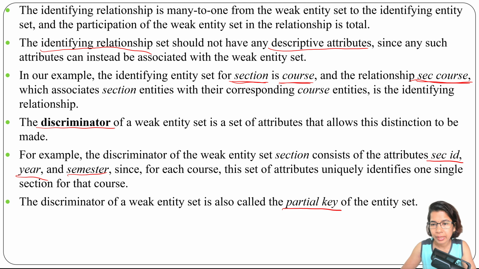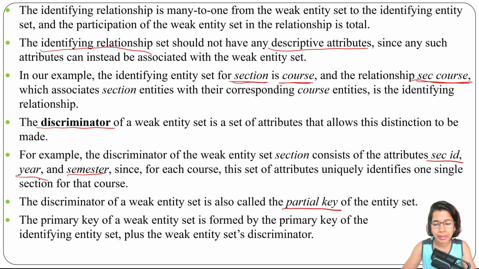In the case of a strong entity, there can be a primary key, but in the case of a weak entity, all attributes are called partial keys. Then how will we identify a weak entity set? It doesn't have a primary key. It is dependent on its owner entity set. We can form the primary key of a weak entity set by combining it with its owner's primary key, meaning all the partial keys plus the owner's primary key. So that way we can form the primary key of a weak entity set: the primary key of the identifying entity set plus all the discriminators of the weak entity set.